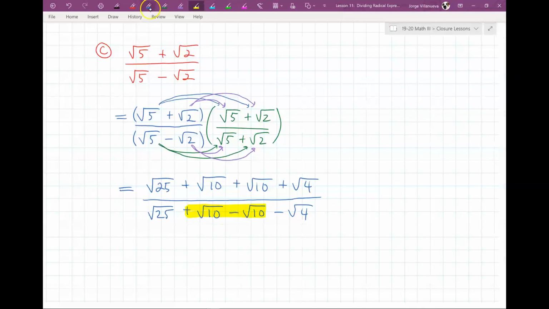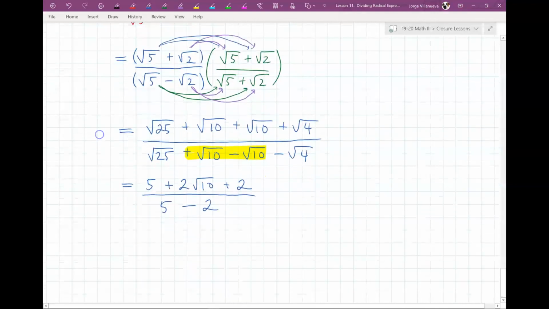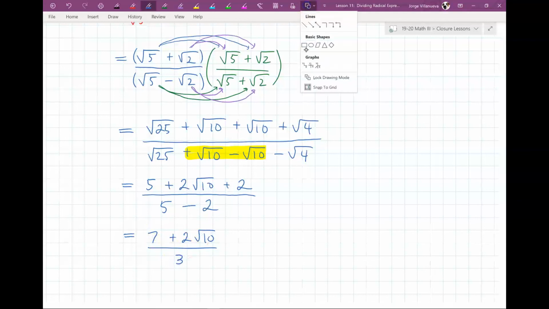Okay, so there we go. Let's see, square root of 25 is 5. Radical 10 plus radical 10, that's 2 radical 10. Plus the square root of 4 is 2. On the bottom, radical 25 is 5 minus radical 4 is 2. Let's continue working here. 5 plus 2 is 7 plus 2 radical 10 over 3. And that's my final answer.